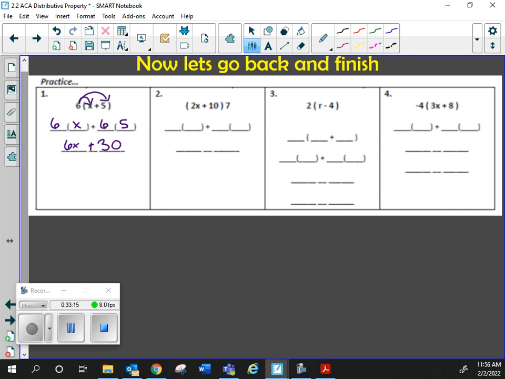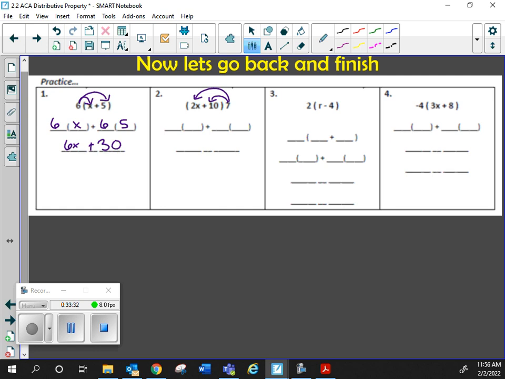On the next one, what's different? The multiplication is at the end. Is it still showing to multiply? Yes. I'm still going to multiply. I'm just going to distribute. It's the same thing, it's just from a different direction.